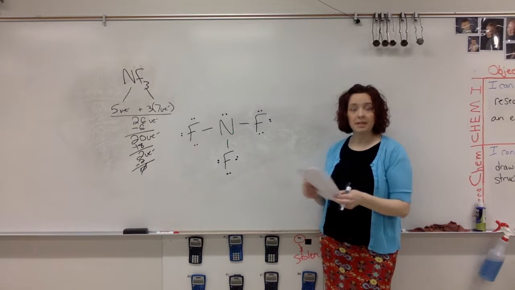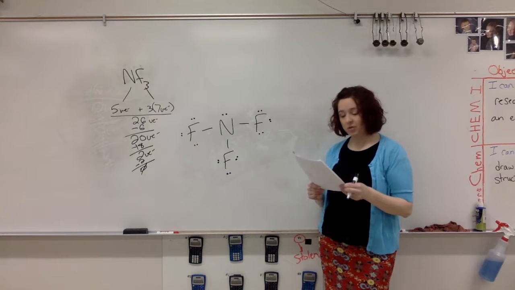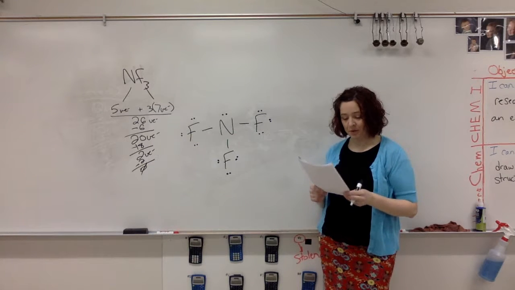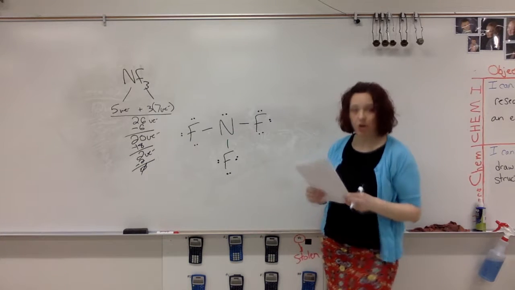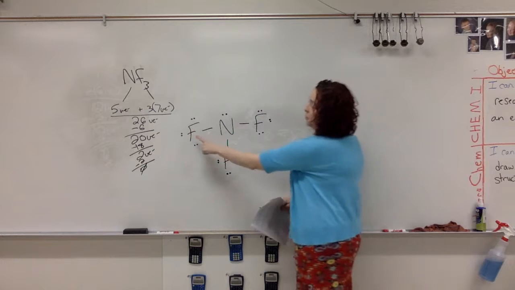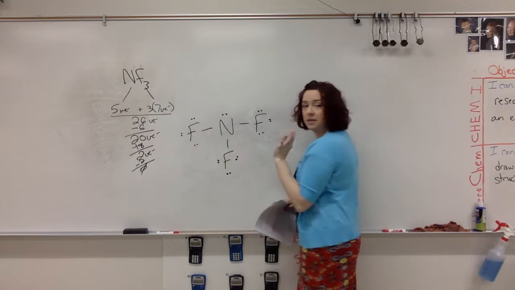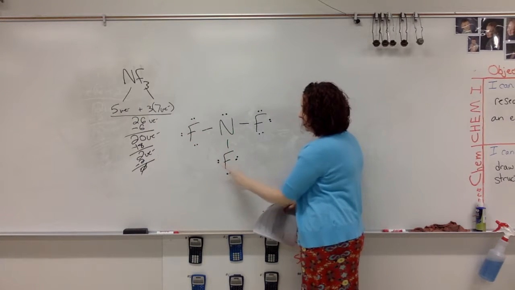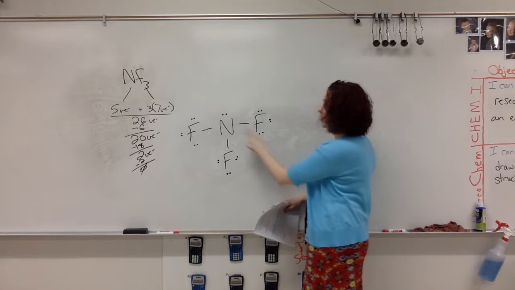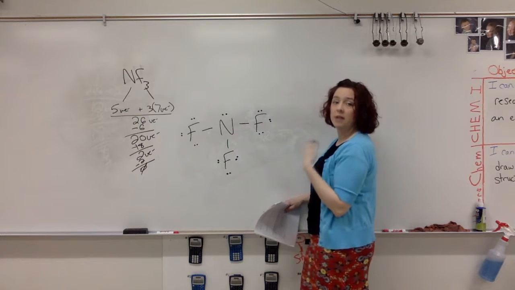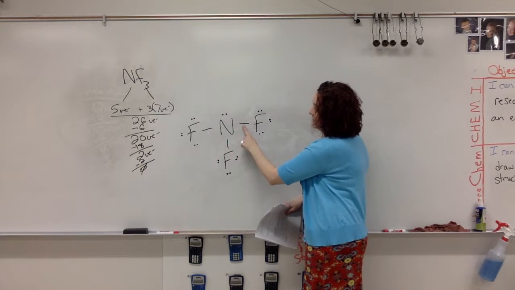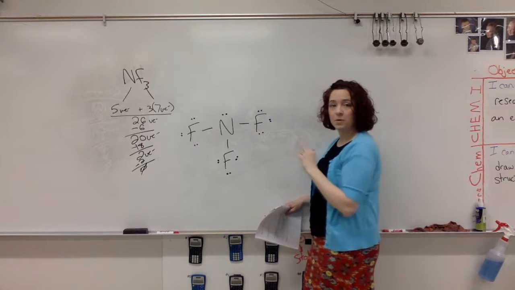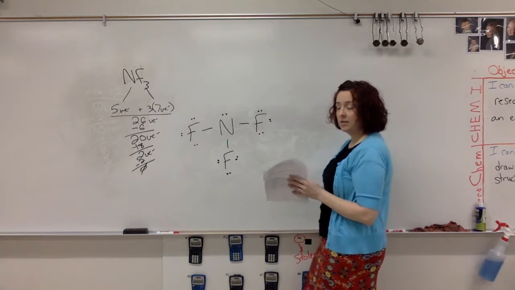So now we're ready for step 6. Check all atoms in the molecule to ensure that each has 8 electrons, except hydrogen. If an atom has fewer than 8, make double and triple bonds. Okay, so let's check. Fluorine, 2, 4, 6, 8. He's good. The other fluorine, 2, 4, 6, 8. The last fluorine, 2, 4, 6, 8. It's good. Now check the central atom. So nitrogen, 2, 4, 6, 7, 8. So he's good. All right, so let's do the next one.